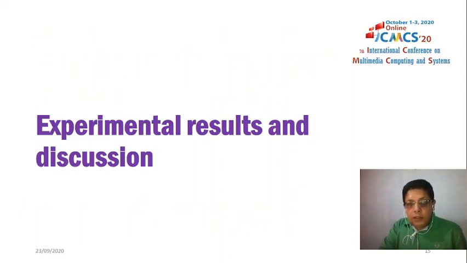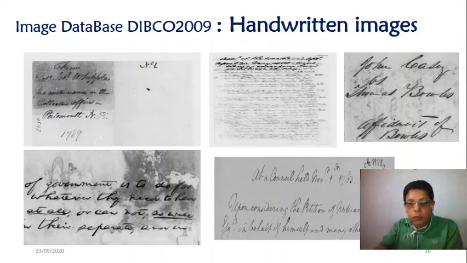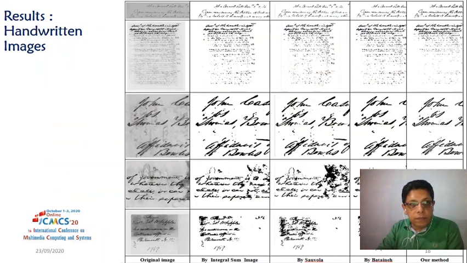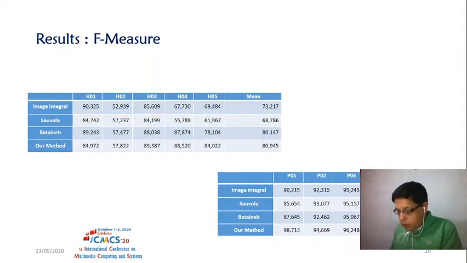Experimental results and discussion. The proposed binarization algorithm was tested with the benchmark using a set of handwritten and printed images issued from DIBCO 2009. Detailed performance of F-measure for the predefined set of images is presented in the table.